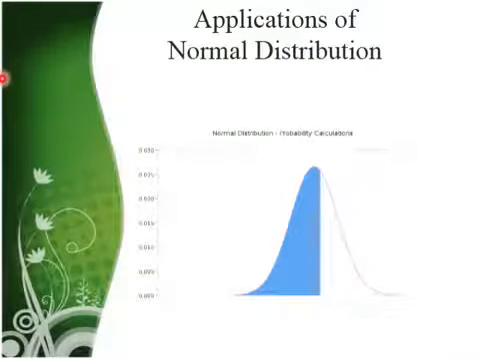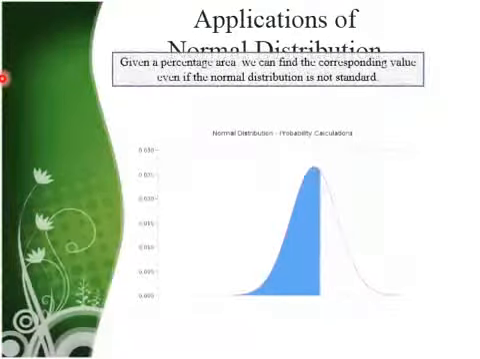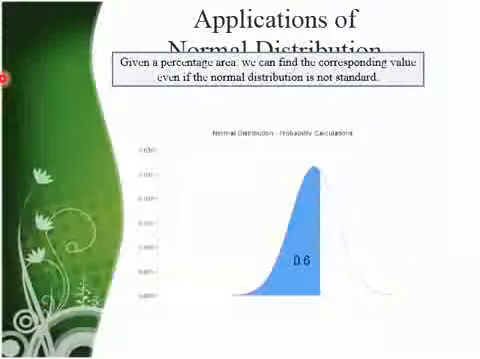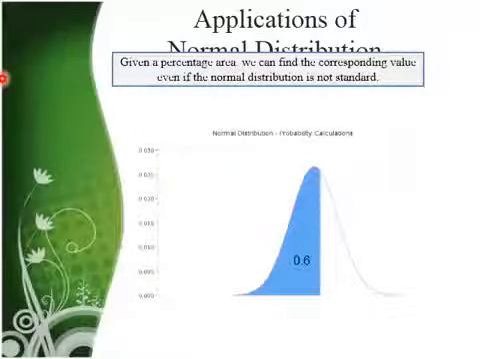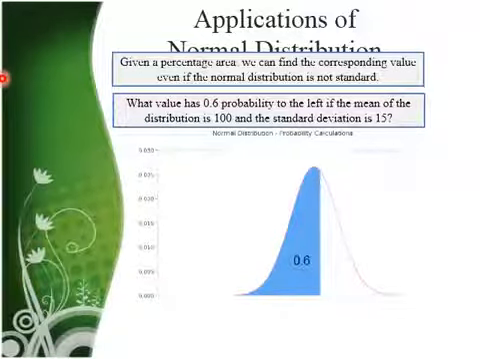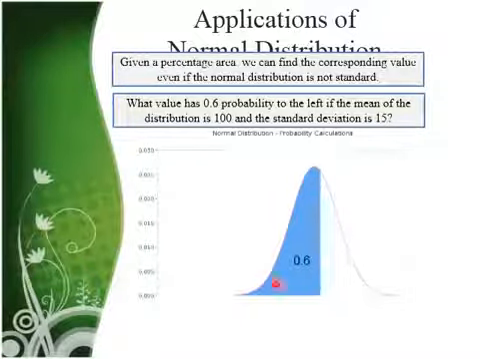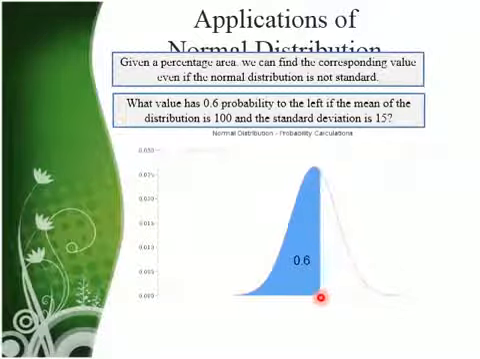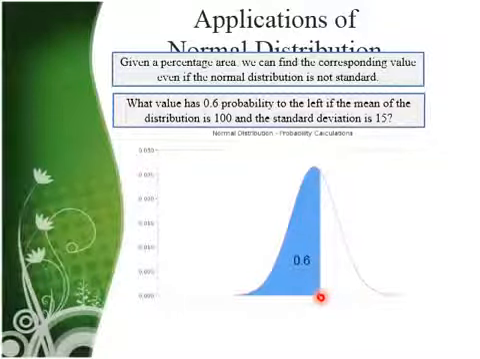Now let's take a look at an example where we go the other way. So suppose we were given the percentage of area to the left of something, and we want to find that number that has that area to the left. So in this case, we're going to be given 0.6 is the area to the left, and we know that the mean of this normal distribution is 100, and the standard deviation is 15. What is the number here that would have 0.6 to the left of it?